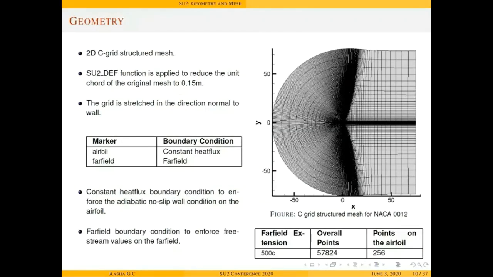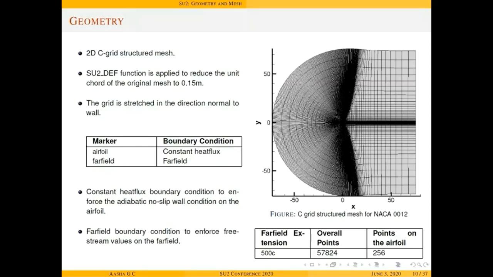For our current study, the standard C-grid 2D structured mesh as shown in the figure has been used, which is available on GitHub repository of the SU2 Foundation. The grid we have selected has a far-field extension of 500 times the chord length with 57,824 points overall and 256 points on the airfoil.